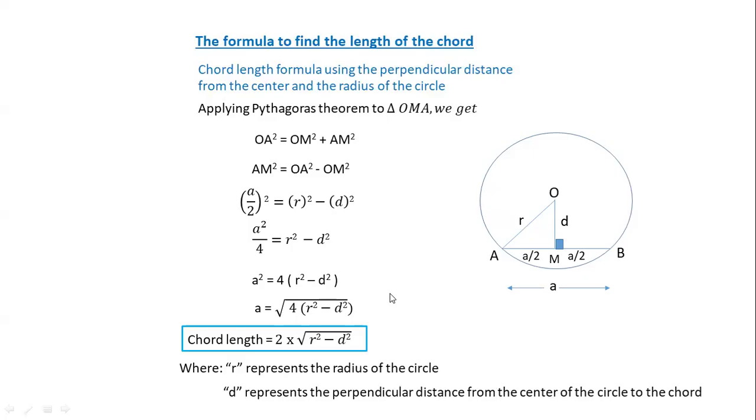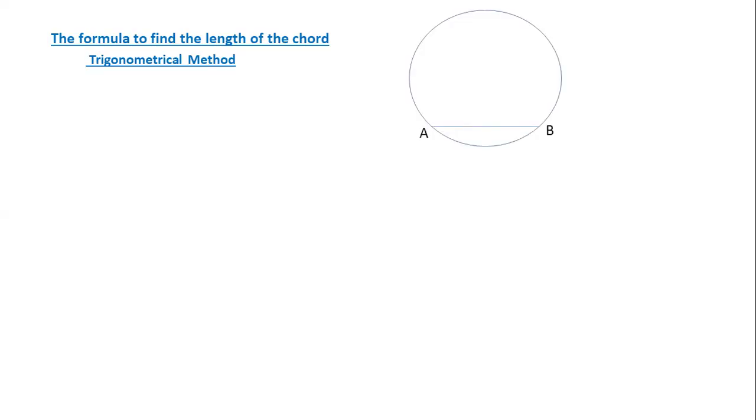So this is clear? Now we use another method, that is the trigonometric method, to find the length of the chord. Again, let's draw the figure. Circle, chord. AB is the chord, O is the center of the circle. Let's join the two radii. OA and OB are the radii of the same circle, so both are equal. And let the length of the chord be A.